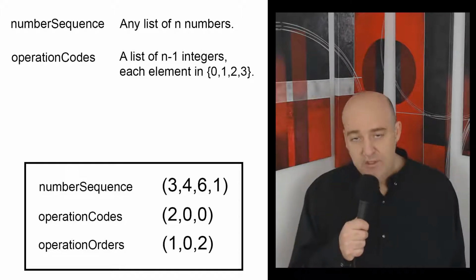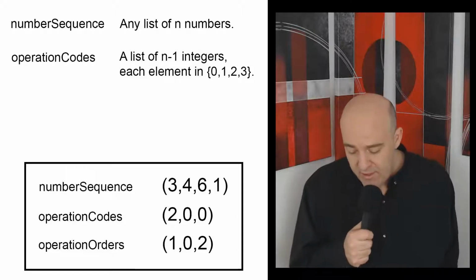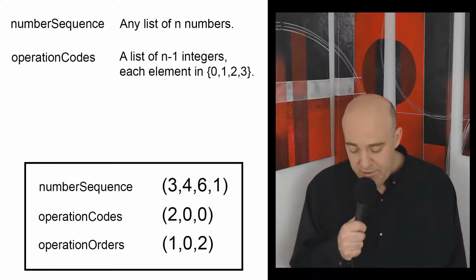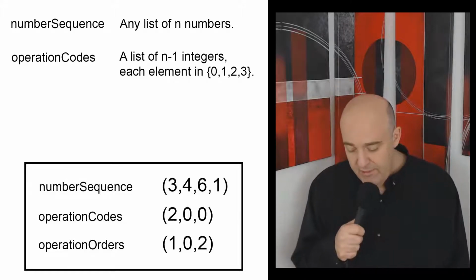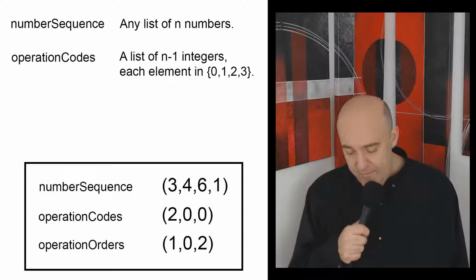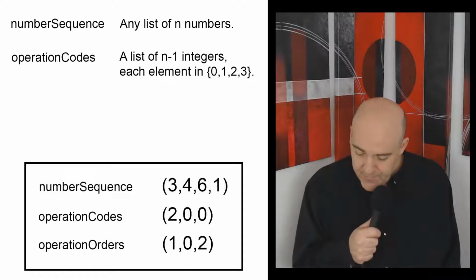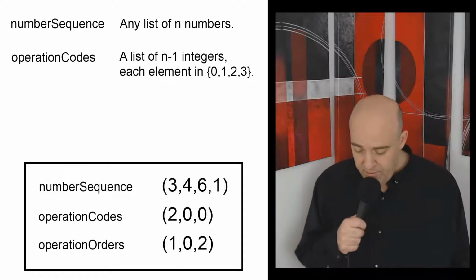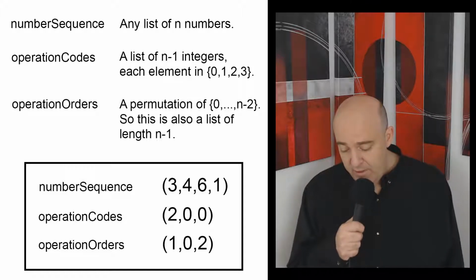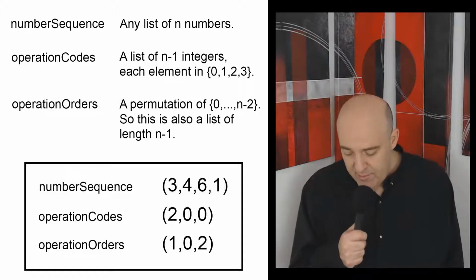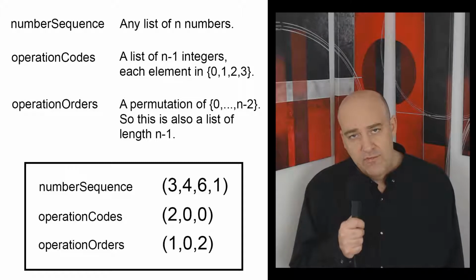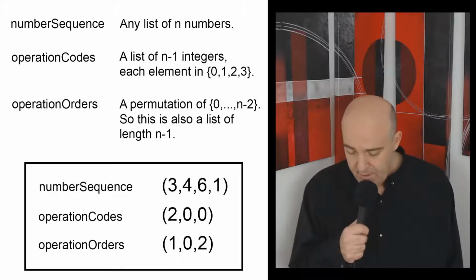And each integer represents an operation code. So in other words, every element in the operation codes list will be within the set from 0 to 3: 0, 1, 2, or 3. Finally, the operation orders will be a list of length n minus 1, and it'll really just be a permutation of the integers from 0 to n minus 2.